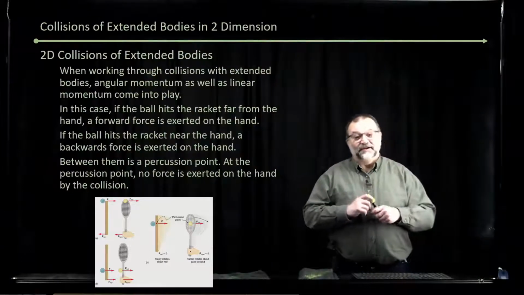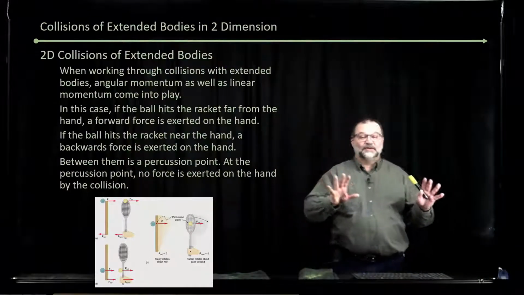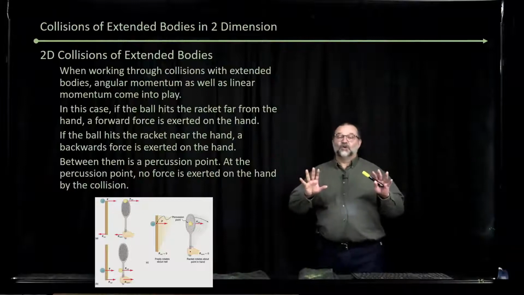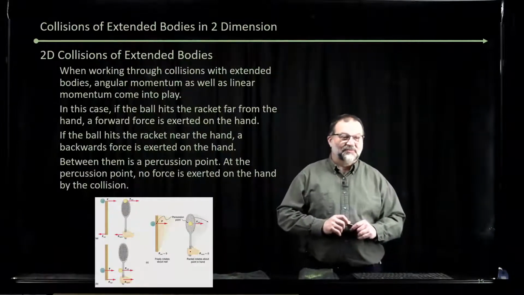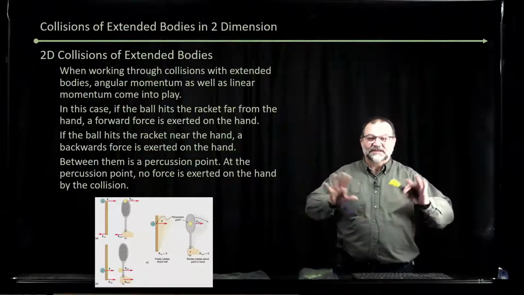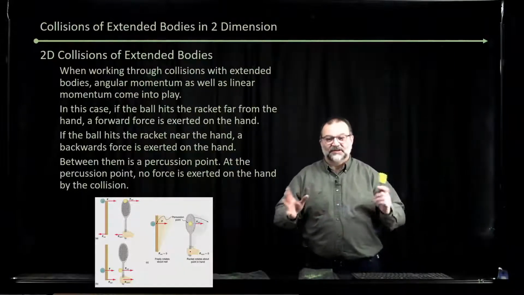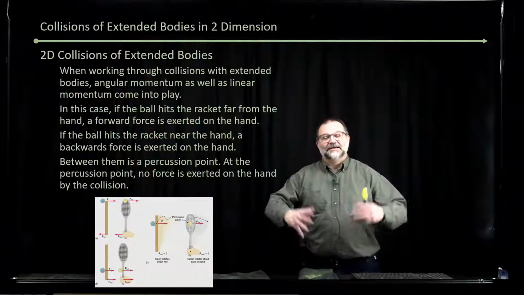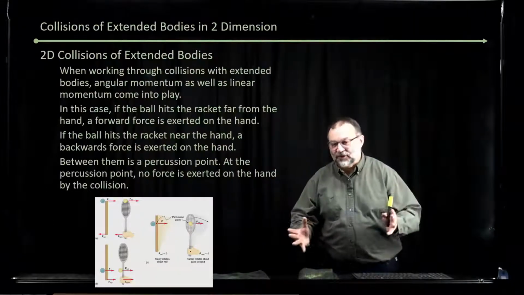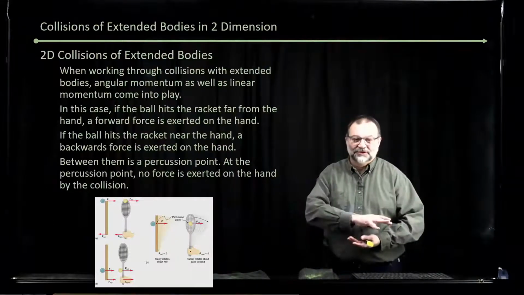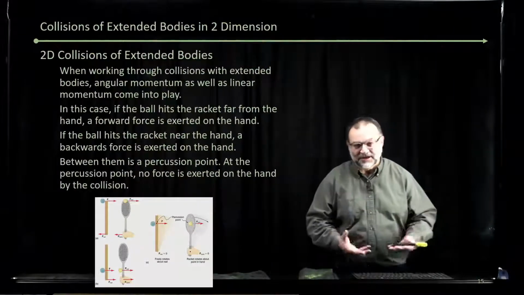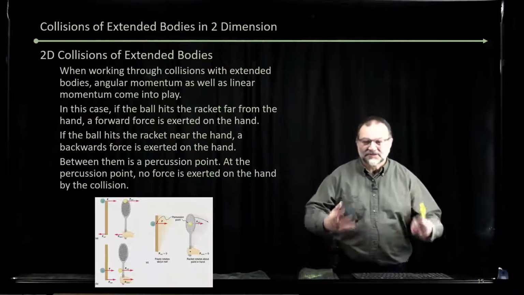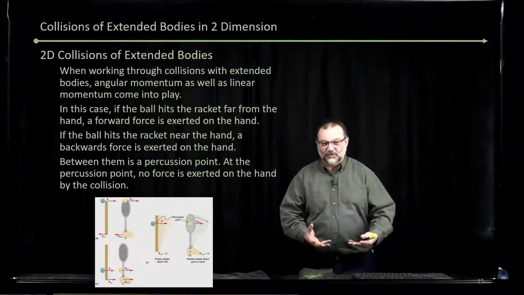And now the last bit. When we talk about collisions of extended bodies, like collisions with the tennis racket and things like that, it involves both linear and rotational motion. So both kinds of momentum come into play, both kinds of energy come into play. These are more sophisticated and more difficult collisions.